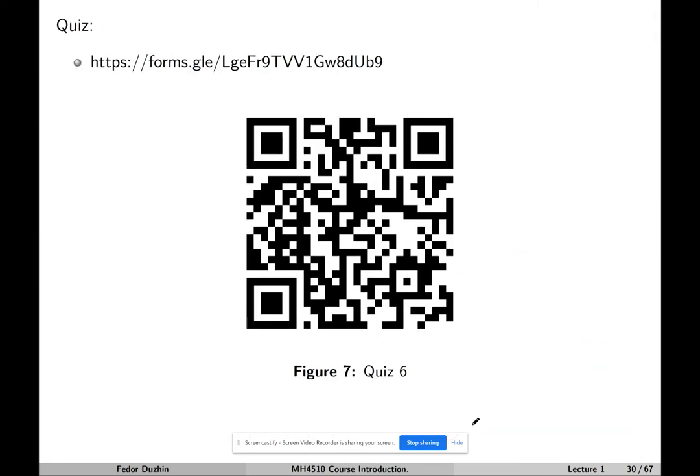Okay, so here is a little quiz about error rate and cross-entropy for you.